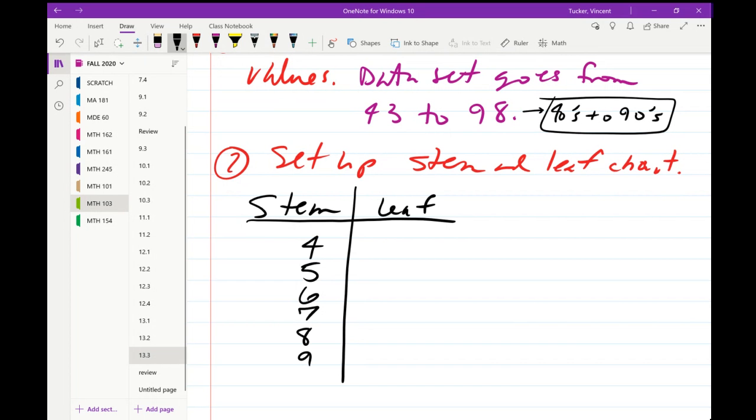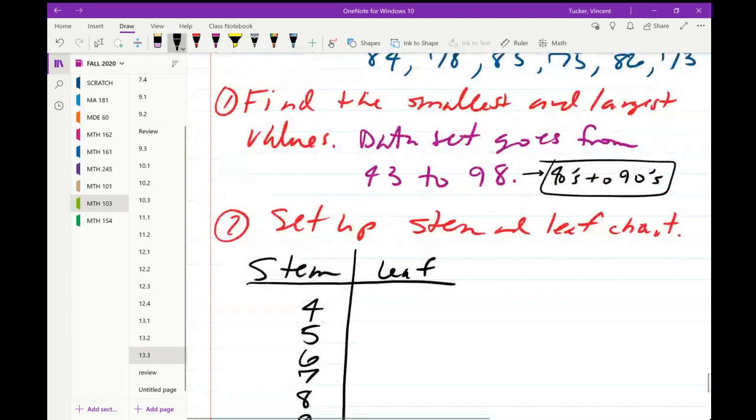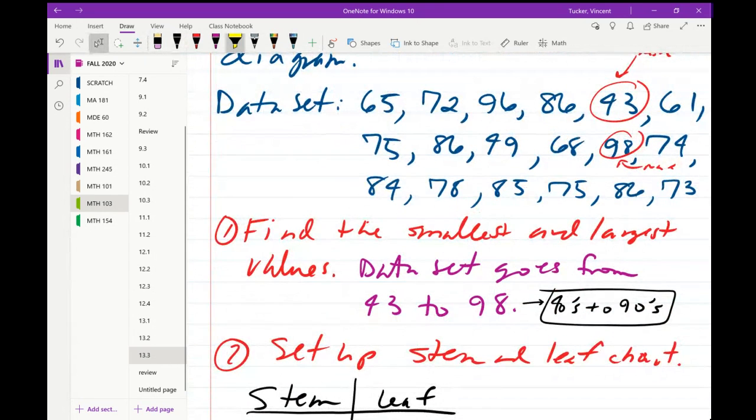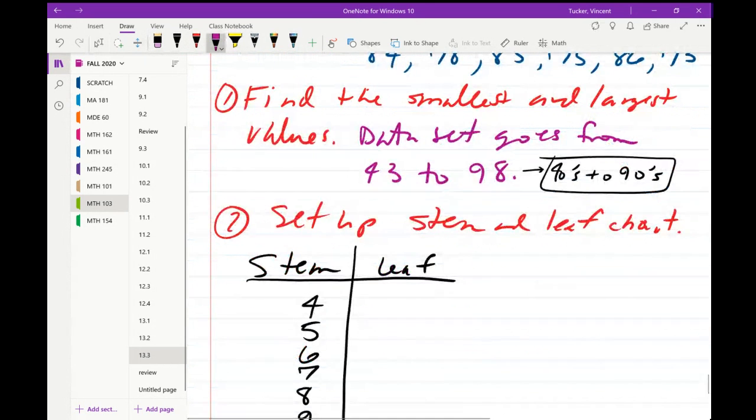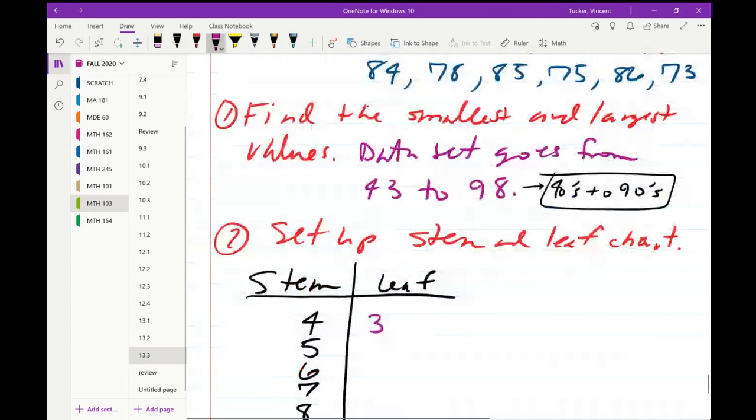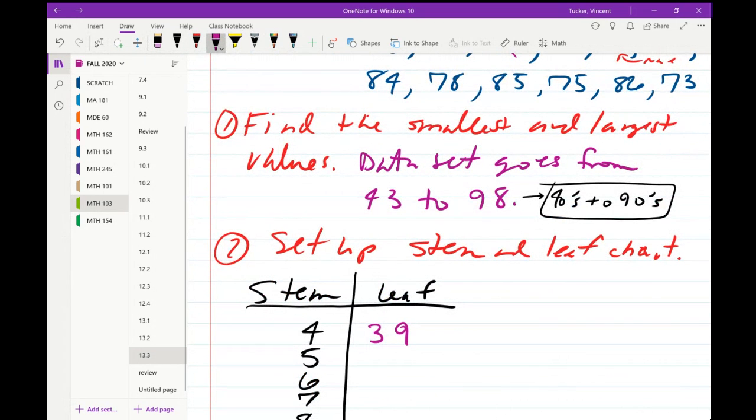Now for every value in the 40s, I will write that leaf. We can cross out these values as we go along. We have 43, so I'll put a 3 here for that 43. And the other 40s, I thought there was at least one more. Oh, 49. There it goes. And so then we put the 9 right here.